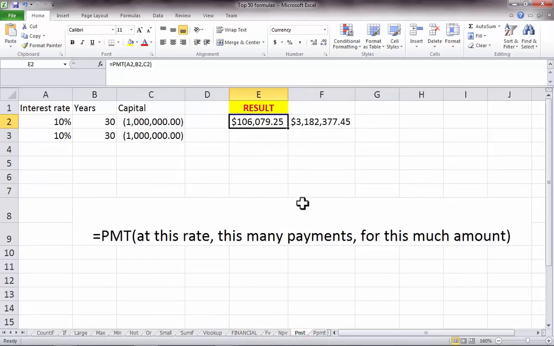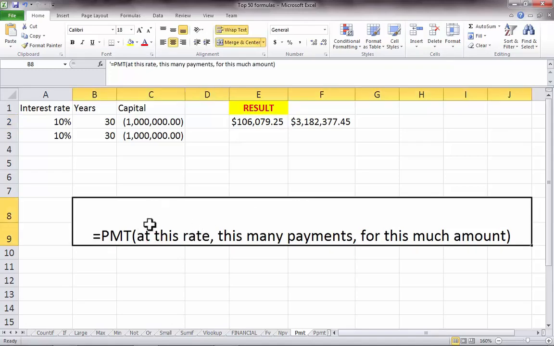Okay, next is PMT. PMT is actually useful for calculating the payments that you're making, like on your mortgage. This is pretty useful. So what we're specifying is the rate, how many payments, and for this much amount.